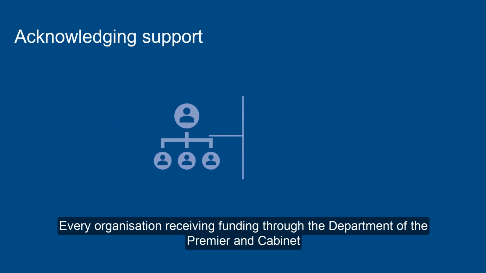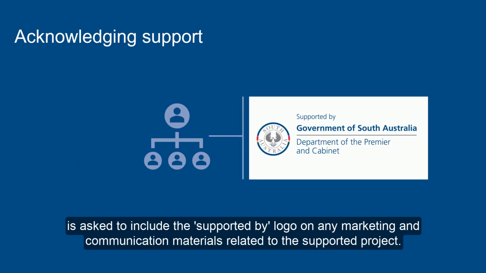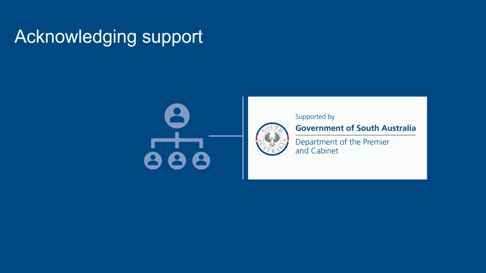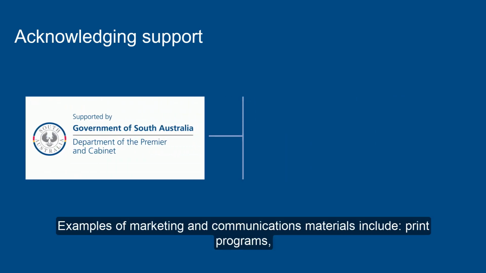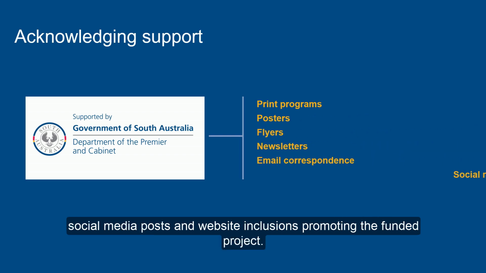Every organization receiving funding through the Department of the Premier and Cabinet is asked to include the Supported By logo on any marketing and communication materials related to the supported project. Examples of marketing and communications materials include print programs, posters, flyers and newsletters, email correspondence, social media posts, and website inclusions promoting the funded project.